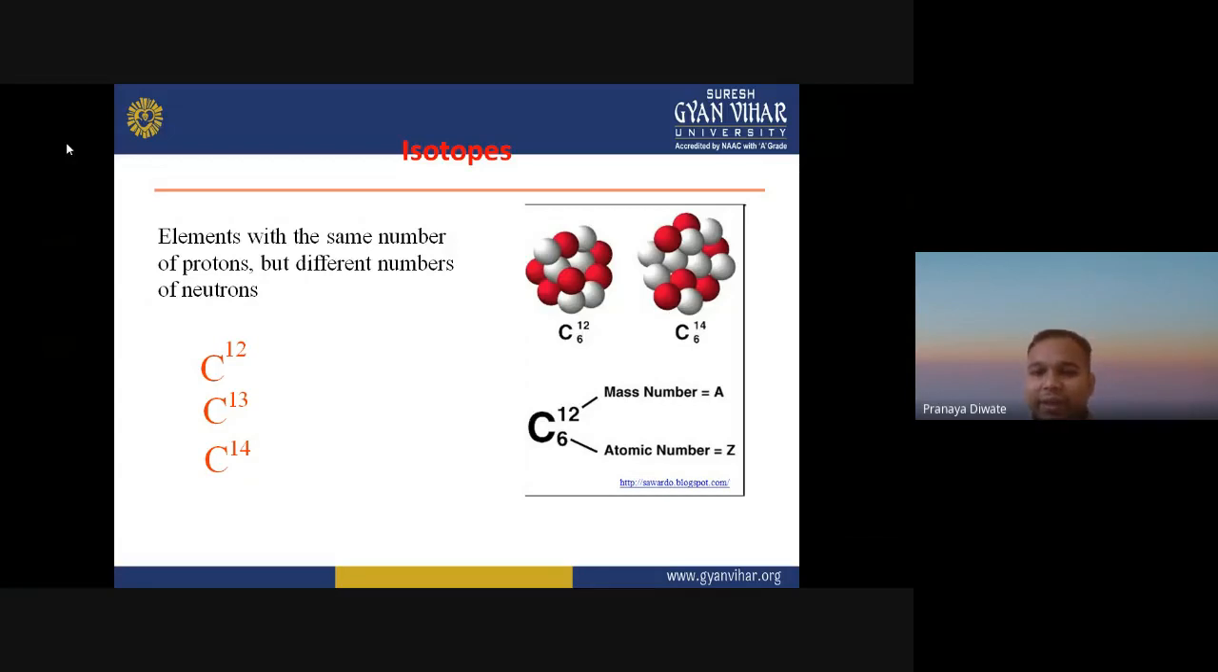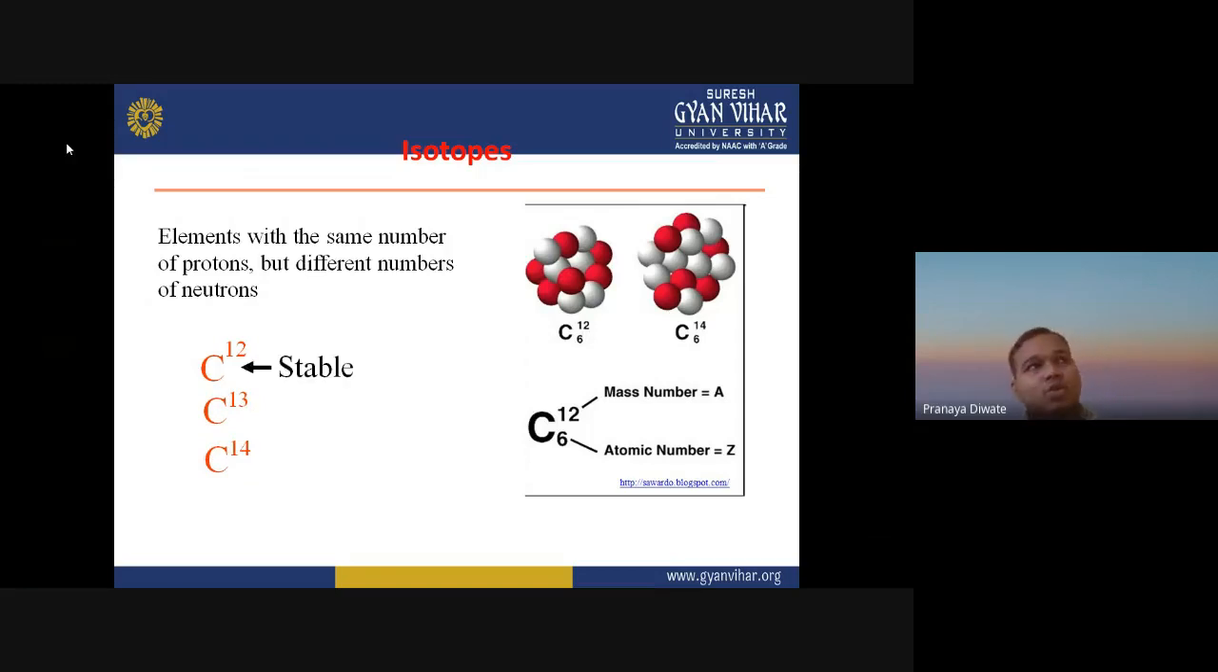In the notation, 12 is the mass number and 6 is the atomic number. You can study this in the periodic table.